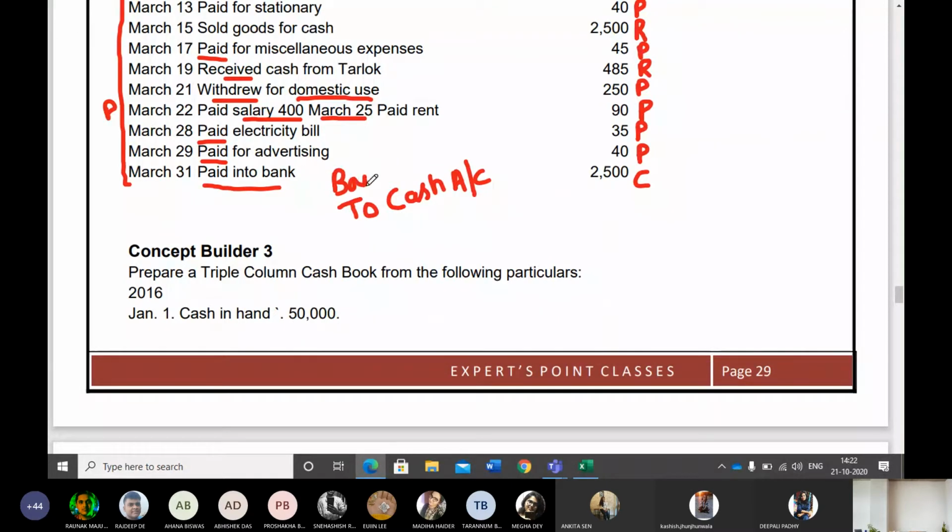You need not write narrations for this, but you have to plot in the same way as we have done in the above entry on the 6th March. The entry is same. So what you have to do now, you have to go to the debit side of the cash book. You have to write to cash account and the amount in the bank column. Again, you have to come to the credit side. You have to write by bank and the amount in the cash column.